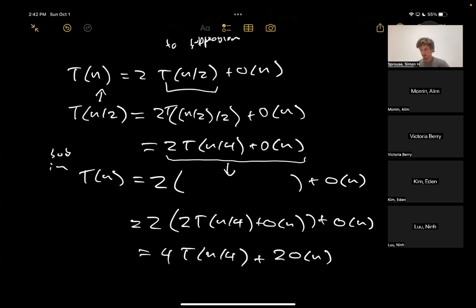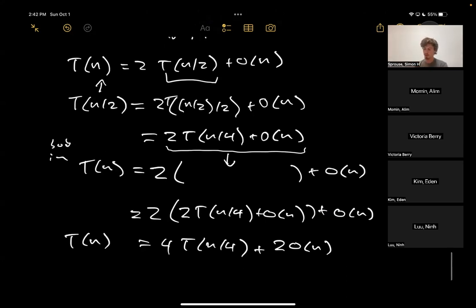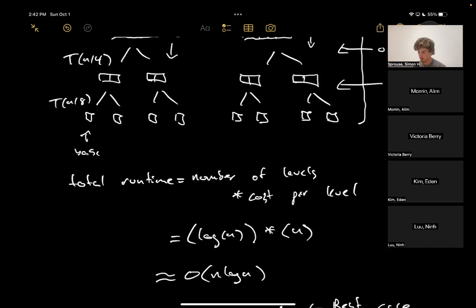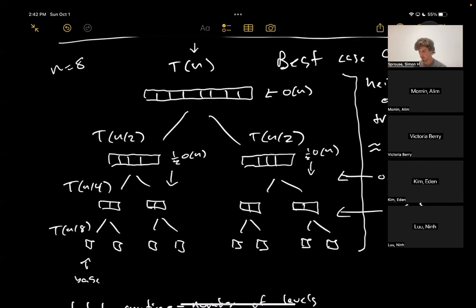So let's think about this intuitively. We've just said that T of n is equal to 4 subproblems of size 1/4 the original input size, and we have done 2n comparisons to get here. So looking at our tree, that seems to be correct.